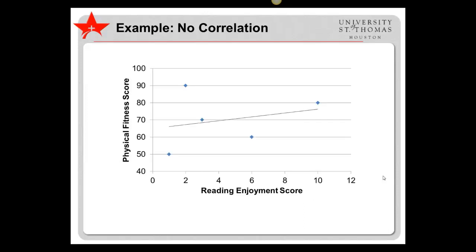Here is an example of two variables that probably have no correlation. The y-axis represents the person's physical fitness score, and the x-axis represents the degree to which a person enjoys reading, measured with a reading enjoyment scale. As we can see here, there is no rhyme or reason to the two sets of scores. Some people who have low physical fitness enjoy reading and some don't, while some people with high physical fitness also enjoy reading and others don't. The fairly flat line indicates that there is no relationship between these variables.